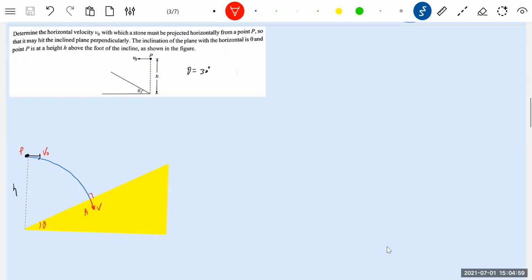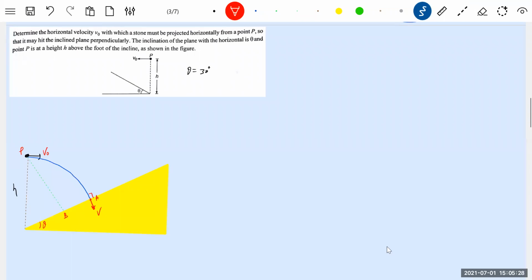Let me proceed with this one. There's one important point: where will it strike? It will strike at point A. That is the point of striking. From point P it is projected and will strike at point A, and let me take this as B.